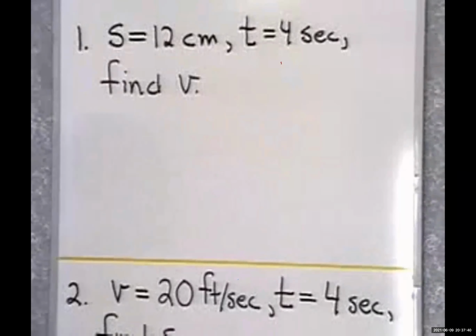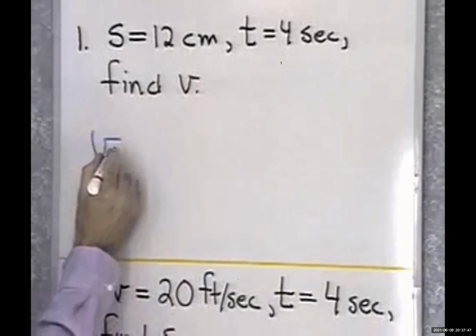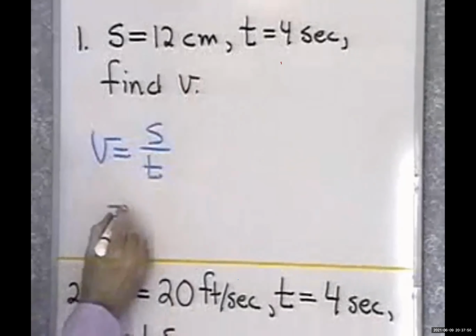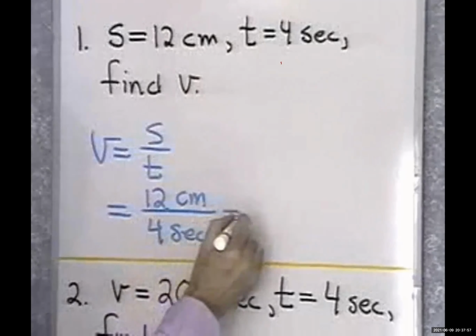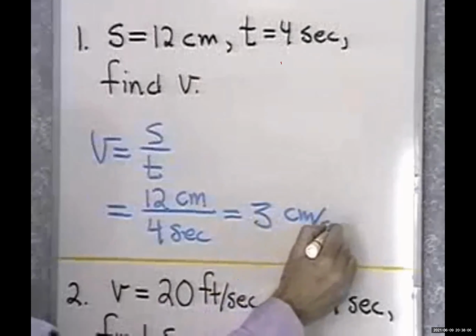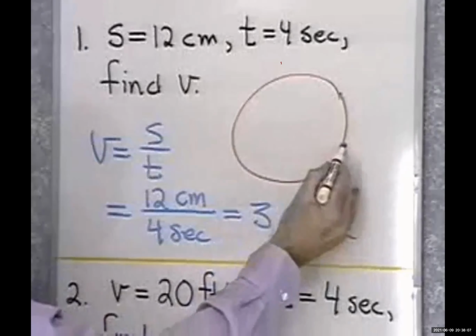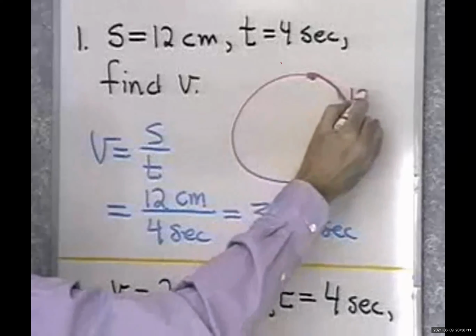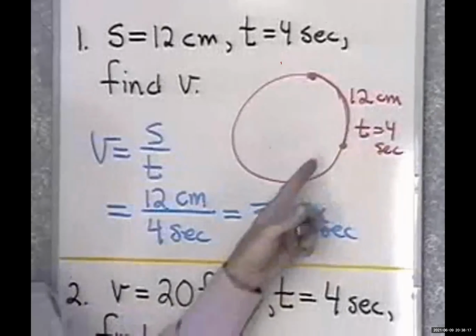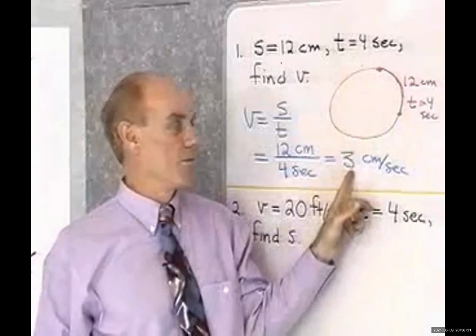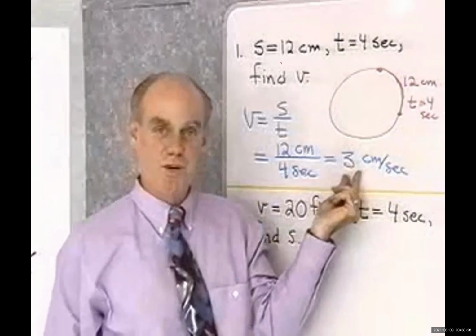Suppose that the distance s that's traveled along the circumference of the circle is 12 centimeters, and it takes 4 seconds to do that. Let's find v. Well, v is equal to s divided by t. That's going to be 12 centimeters divided by 4 seconds, and that will come out to be 3 centimeters per second. Now, what that looks like is, suppose we have a circle, and a point travels from here, let's say, to here, and that's a distance of 12 centimeters, and the total amount of time that it takes to do that is 4 seconds. Well, then the linear velocity of that point along the circle is going to be 3 centimeters per second, because it goes 12 centimeters in 4 seconds.